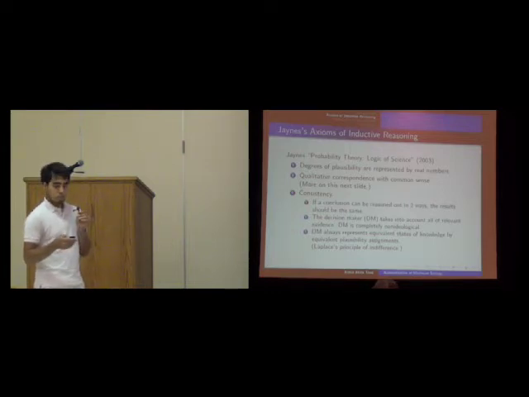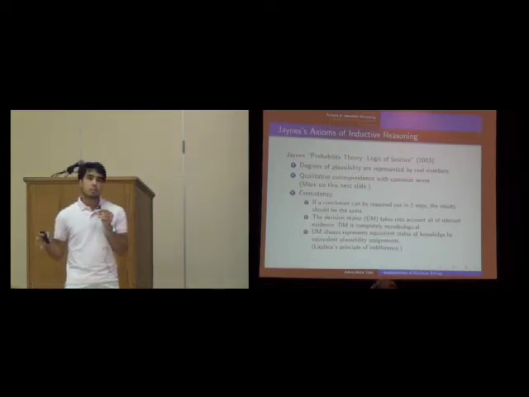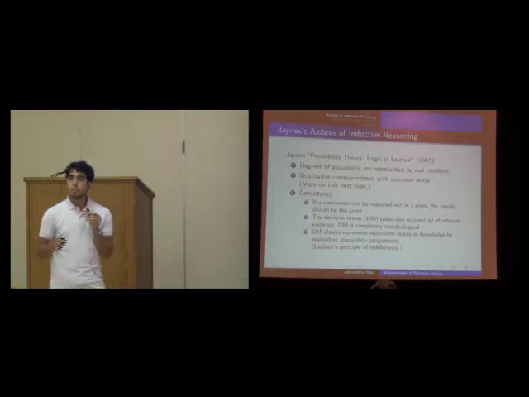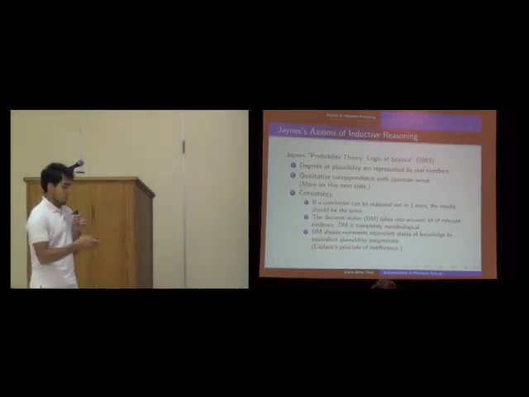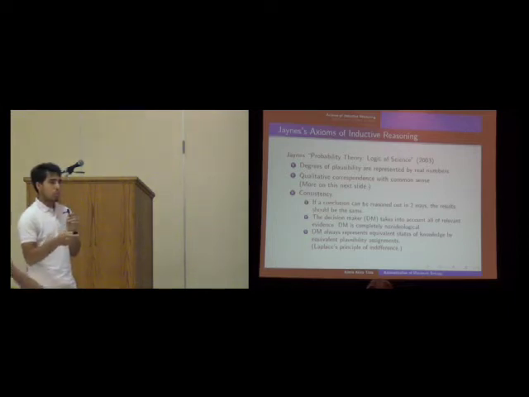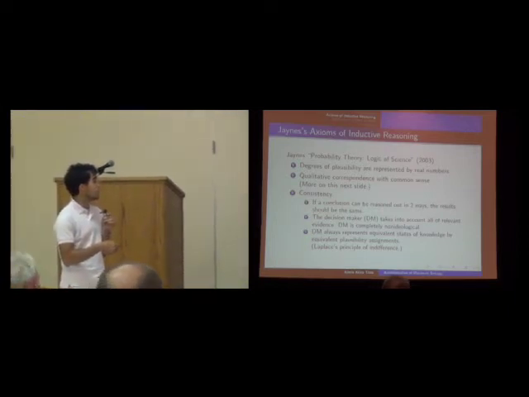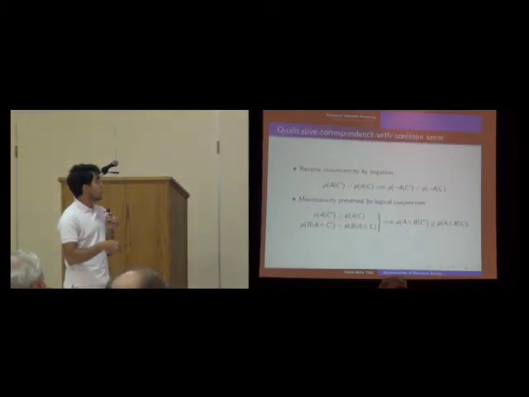I guess most of the audience knows about this, but the axiomatization of inductive reasoning by Jaynes consists of a few desiderata. The plausibility of propositions is represented by real numbers, qualitative correspondence with common sense, which comes on the next slide, and consistency, in the sense that if you can reason in two different ways, it should lead to the same conclusion. So I will propose similar axioms to these, but different. Here, this is qualitative correspondence with common sense, but I guess we can skip this.